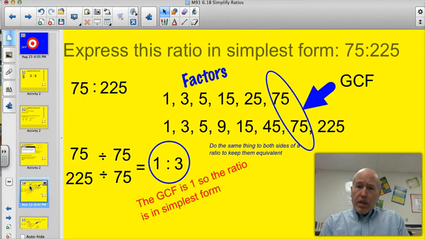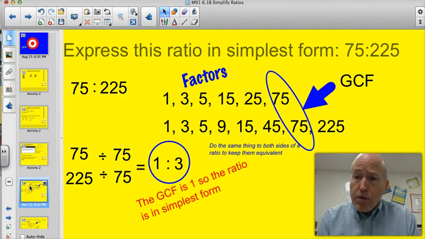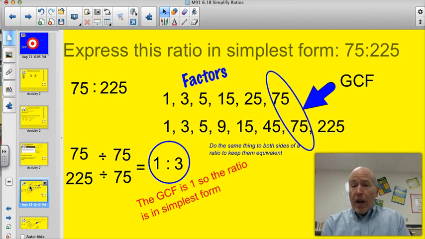All right, let's take a look at expressing this ratio in simplest form. 75 to 225. Well, one way to do it is to actually figure out what all the factors they have in common, and then choose the largest one.